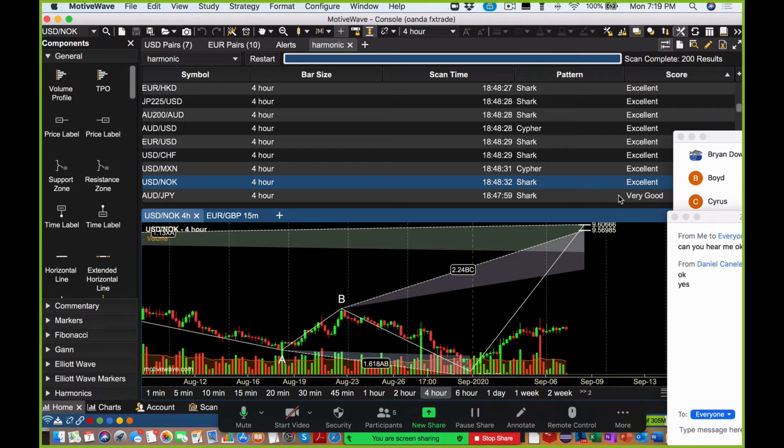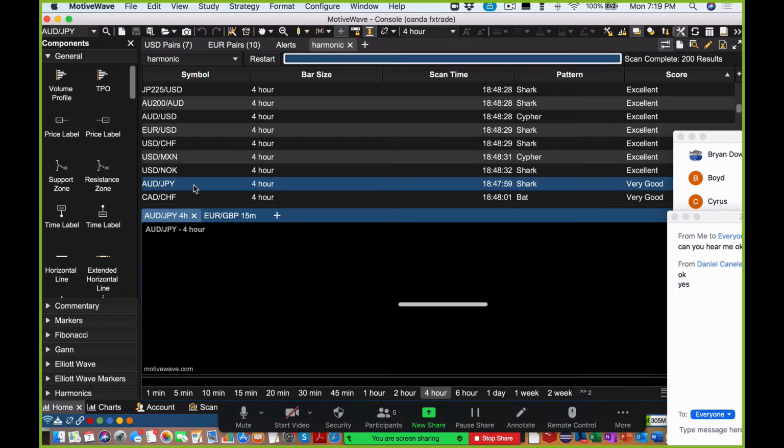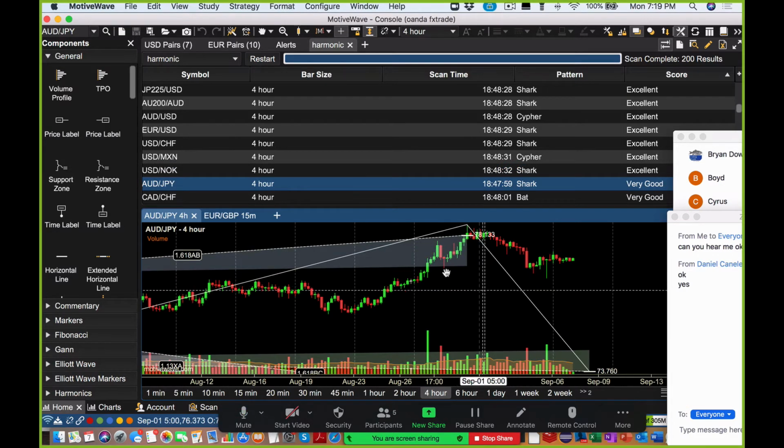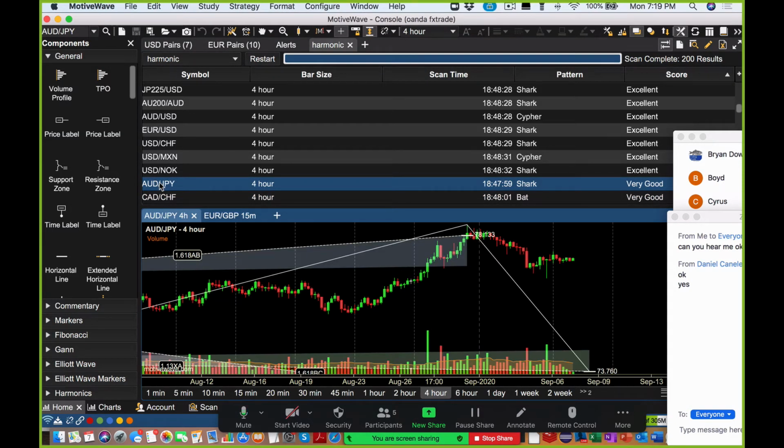The question is whether it's a long-term or short-term investment based upon these excellent scores. Then you could start getting into the very good scores. So they're not as reliable, but you can start seeing that I've got a short on the Australian against the Japanese yen. I think a lot of that has to do with China, as I said earlier, where China is a major play here.